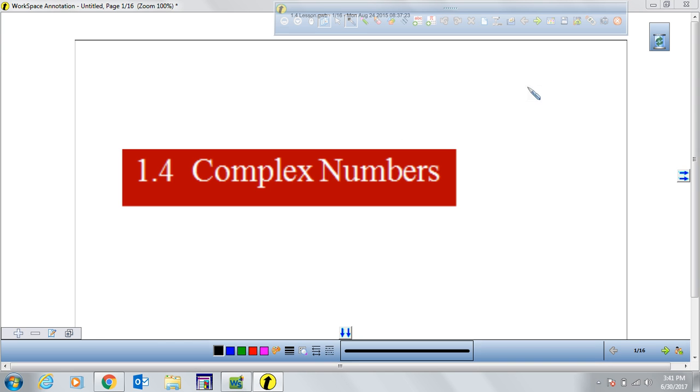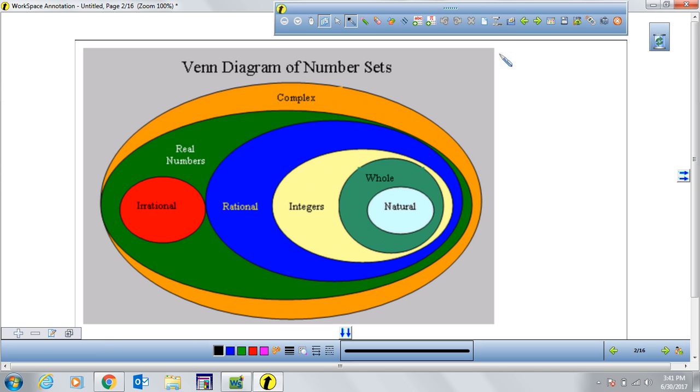In this section 1.4, I'm going to be discussing complex numbers. The first thing that we need to discuss about complex numbers is the actual Venn diagram of the number system. This is the general idea of a complex number, so keep this in mind. A complex number is any number that is either a real number, just like it shows you on this diagram here, or on the outside right here, a non-real number.